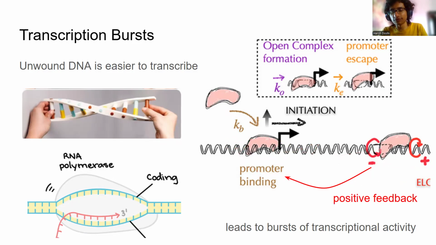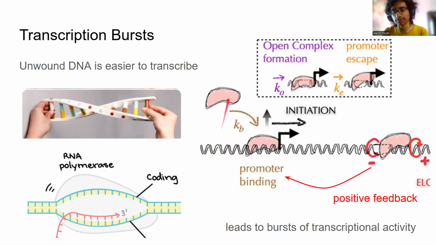So if there are more of these RNA polymerases, the region behind them is more negatively supercoiled, which makes it easier for other RNA polymerases to bind in that region. And this leads to a positive feedback loop. So this can explain the transcription burst that I briefly alluded to.